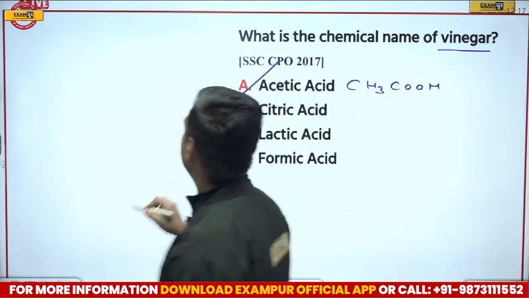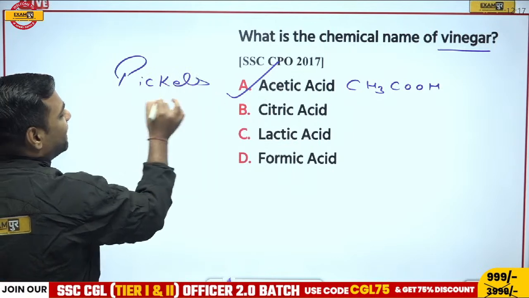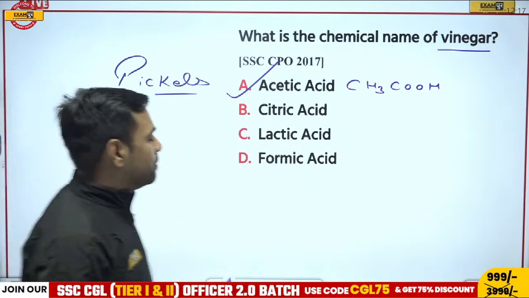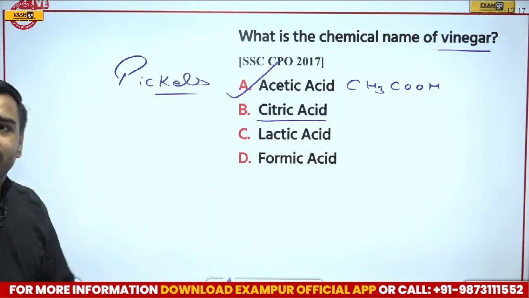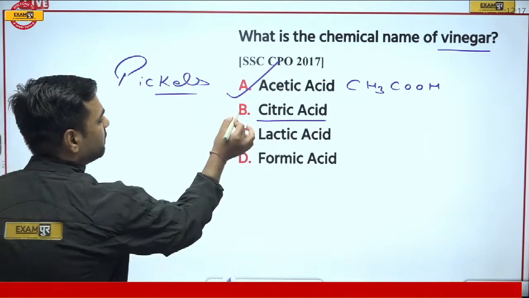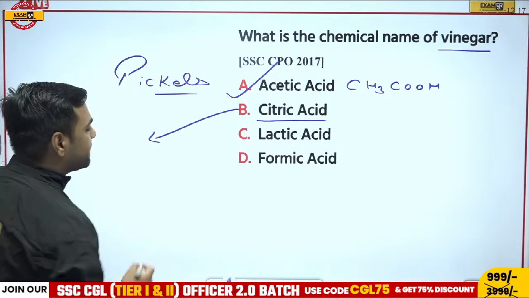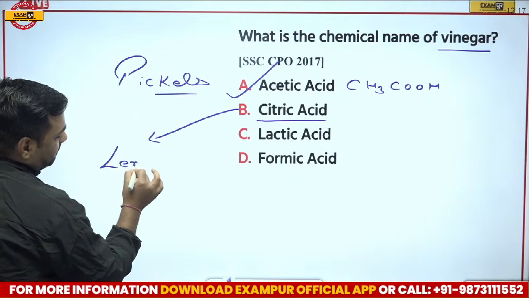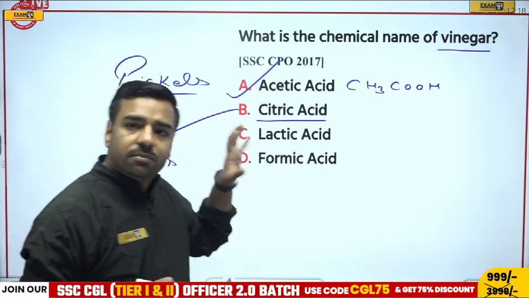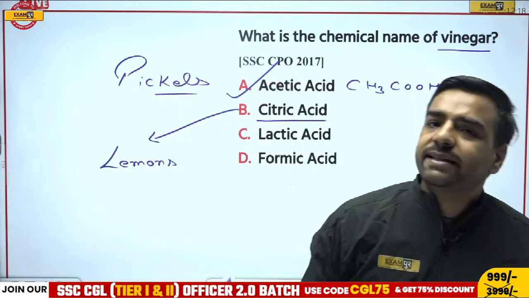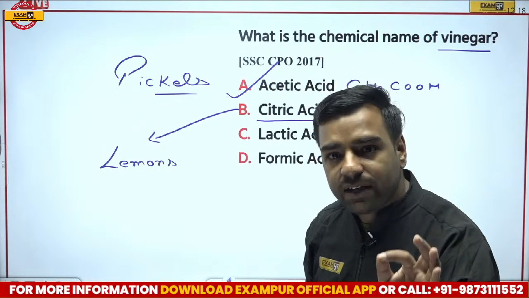And where we are using it, I can write here, we are using it in the pickles, right? Okay. So, what if I talk about the citric acid? Where will I get it? So please remember, this is also an important question from the examination. If I talk about the citric acid, this citric acid we'll get in lemons. And one more important thing, the fruits which are containing the citric acids, they are helpful in giving you vitamin C. Very, very important for the examination.